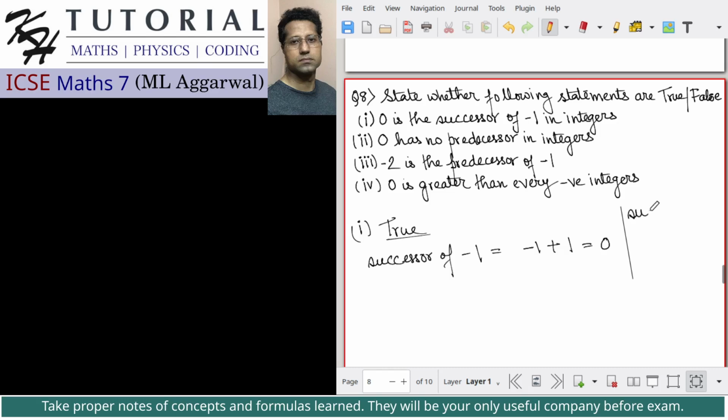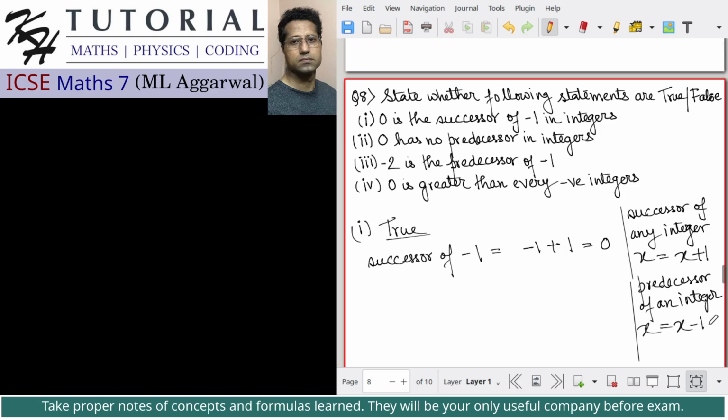So successor of any integer on the number line, successor of any integer x is equal to x plus 1. Likewise, predecessor of an integer x is equal to x minus 1. Okay. So definitely part 1 is true.